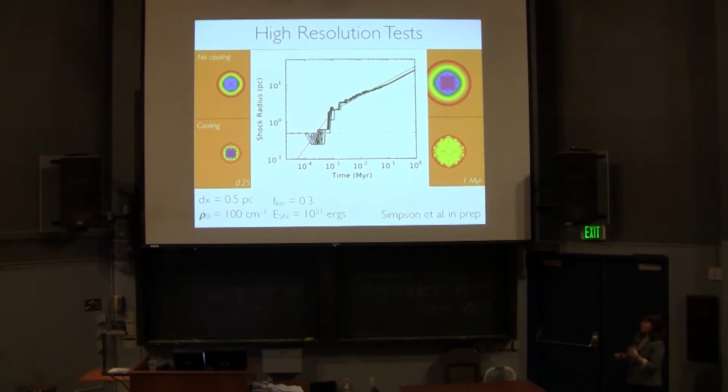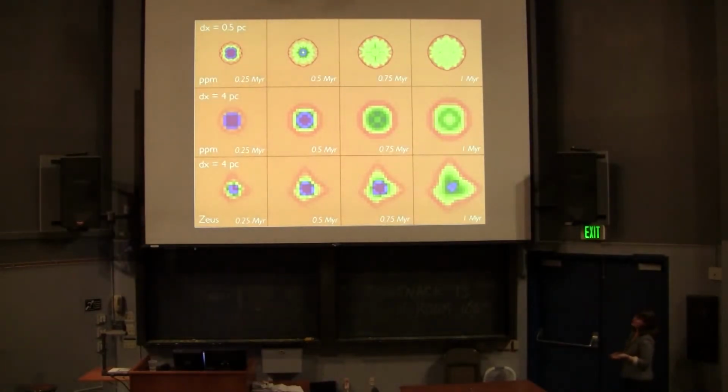Of course, my simulations don't have half parsec resolution. This is just to make sure we understand. At high redshift, when most of our star formation is happening, 4 parsecs might be a better number. So this is from the slide before, and this is with the coarser resolution.